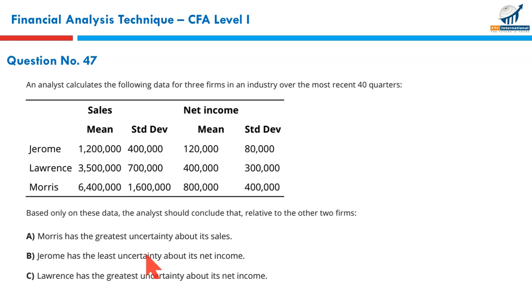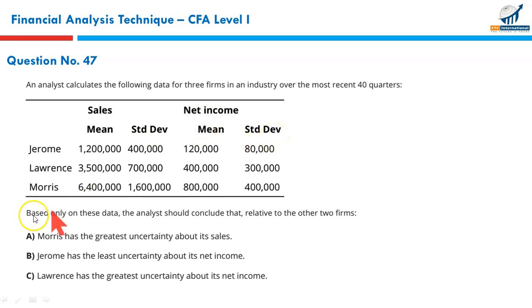We haven't done any question like this before. And that's why I said that every LOS is covered in these questions. This question is the only one in the entire 94 questions that covers a specific part of your LOS. We have been given three companies' information: Jerome, Lawrence, and Morris. We have been given the sales mean, that is the average sale. Mean is average. We will study it in statistics. Standard deviation of sales. Net income mean, that is net income average, and standard deviation.